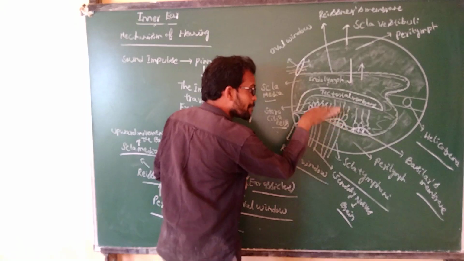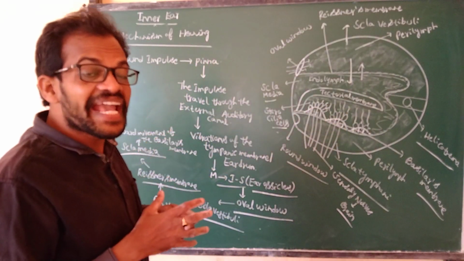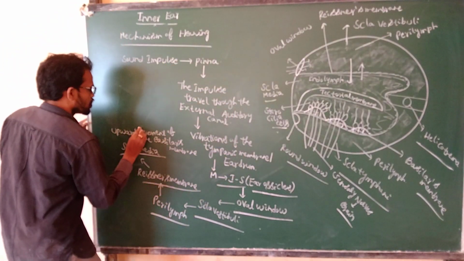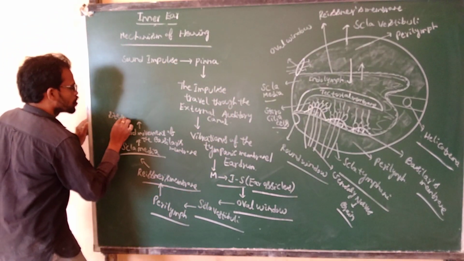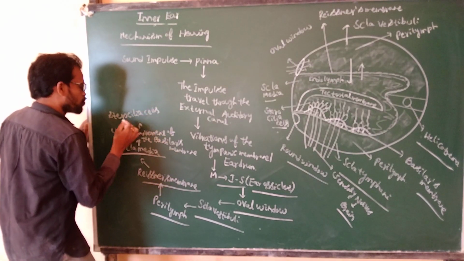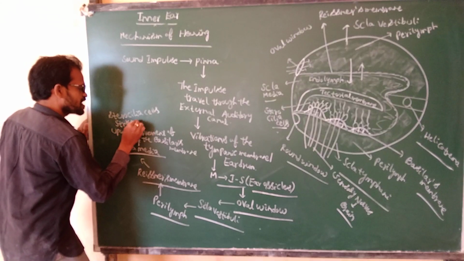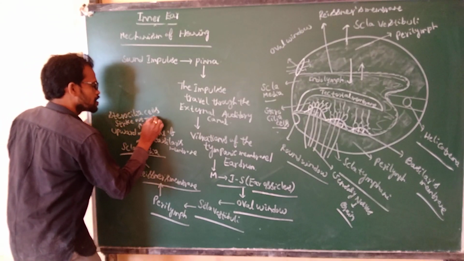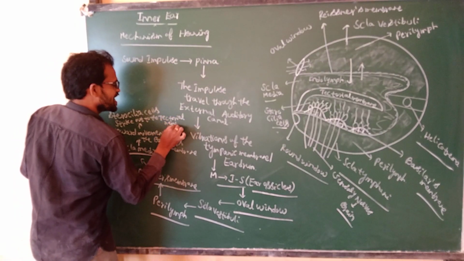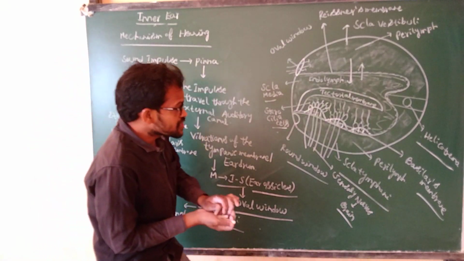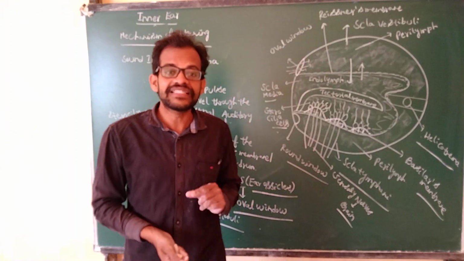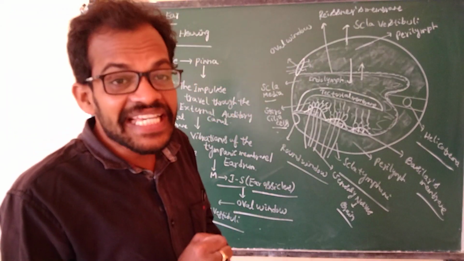Whenever there is upward movement of the basilar membrane, the sensory hairs, that is the stereocilia cells, strike out to the tectorial membrane. Whenever these hair cells continuously strike the tectorial membrane, the base consists of sensory nerve cells.